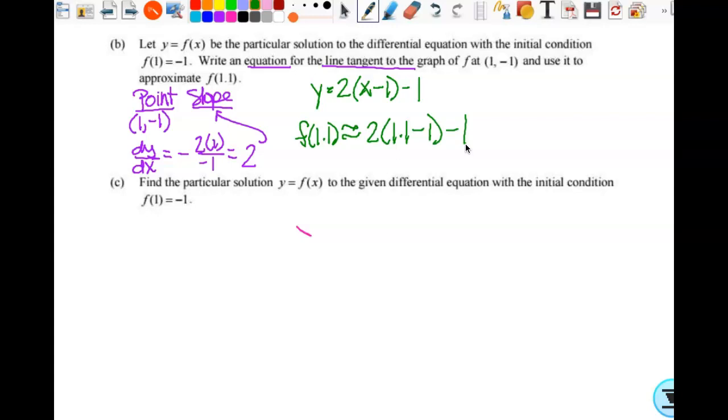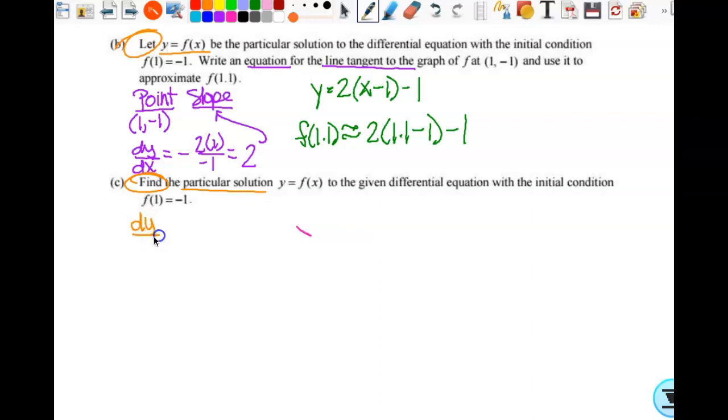Okay? Now, here's why we don't separate and solve, even though it's talking about a particular solution, it's talking about a differential equation. It's because this says let y equals f of x, where this says find the particular solution. When you're told to find it, that's when you separate and solve. You with me? Okay, so that's why we didn't need to do that. Yes, we used it to find our slope, but we didn't have to do anything with it.